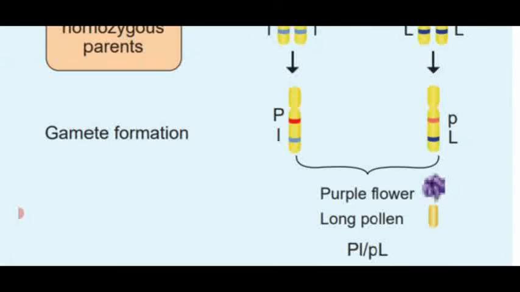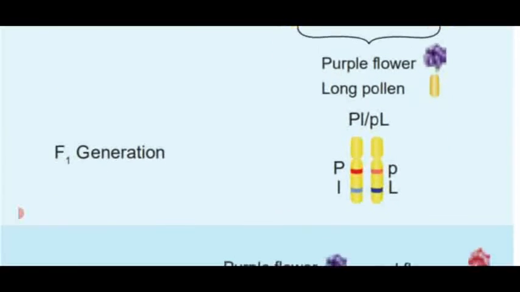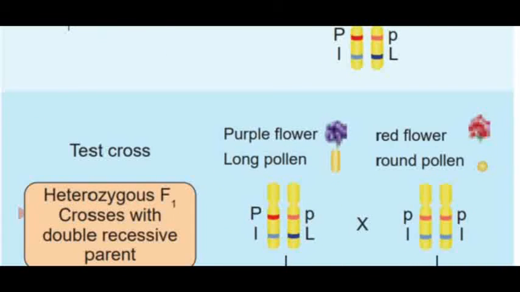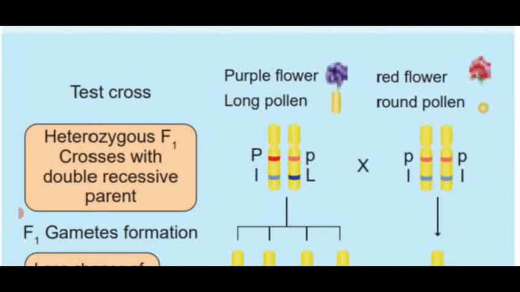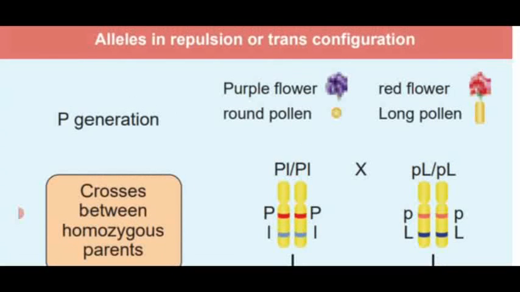Both join together. The F1 generation shows purple flower, long pollen. What is that? They express the original dominant characters, purple flower, long pollen. It is in heterozygous condition. The F1 generation again undergoes a test cross. Purple flower with long pollen is crossed with a recessive parent. What is the recessive parent here? Red flower with round pollen.